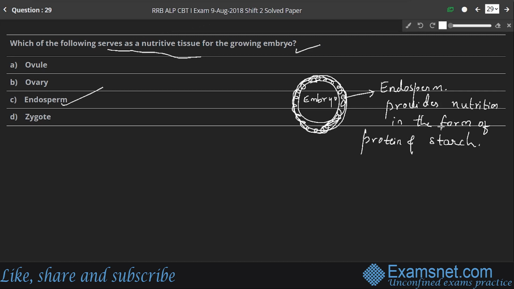Whereas the remaining options are ovule. Ovule means it is present inside the ovary, right? What exactly is ovary? Ovary is a female reproductive organ, right? That produces female gametes, and after fertilization, it develops to become a fruit. So it's a female reproductive organ.